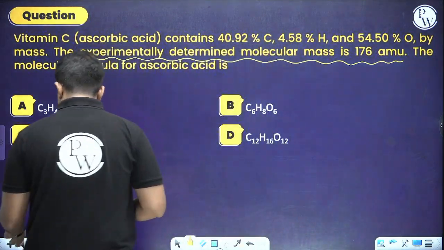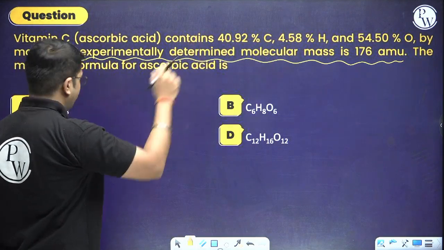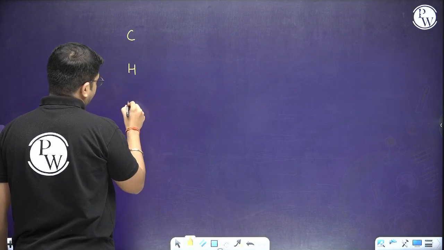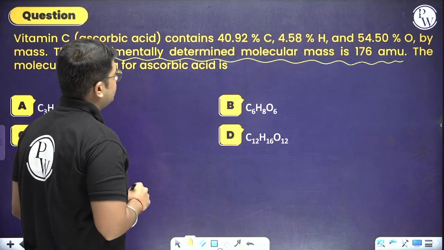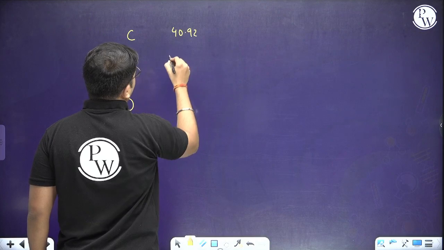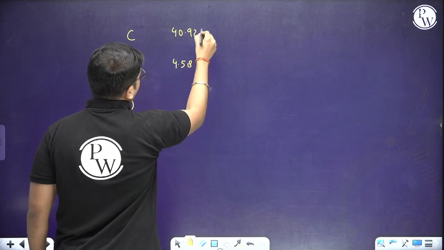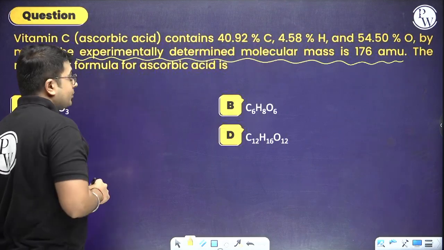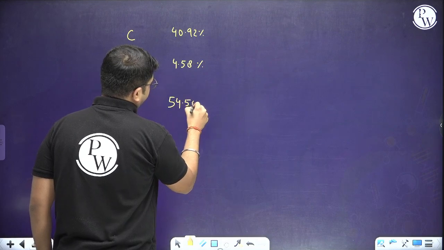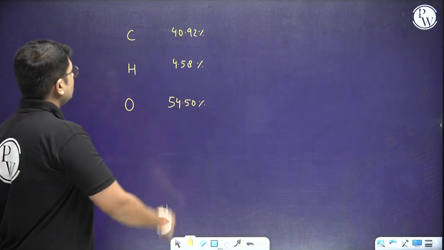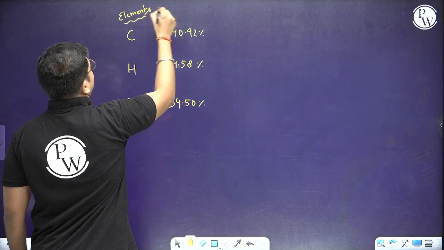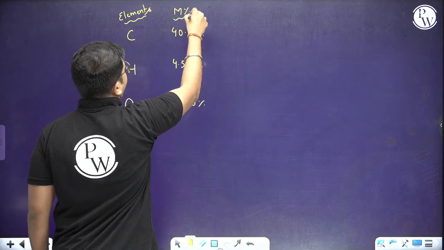So in this case, we have carbon, hydrogen and oxygen. First we have carbon, then hydrogen, then oxygen. If I talk about the percentages, this is 40.92, this is 4.58, and the remaining part will be 54.50 percent. So these are the elements, and this is the mass percentage already given to you.